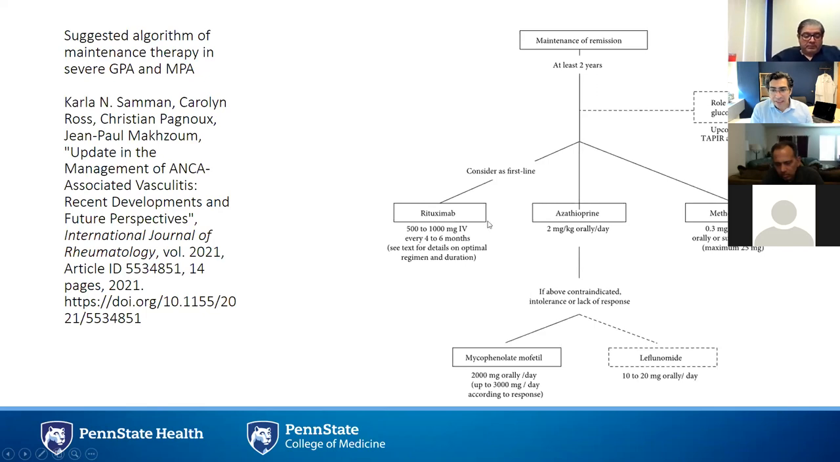The options for maintenance: rituximab considered as first-line, 500 to 1,000 milligrams every 4 to 6 months, or azathioprine, or I think methotrexate is still popular with the rheumatology colleagues. I know some of my colleagues still want to do that, and in the article this was for the less severe disease. If the above are contraindicated, then they are okay with use of MMF, very high dose. And I think there was a trial about leflunomide as well, if you cannot use any of those therapies above.